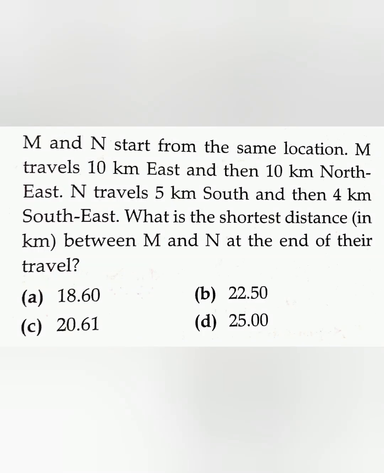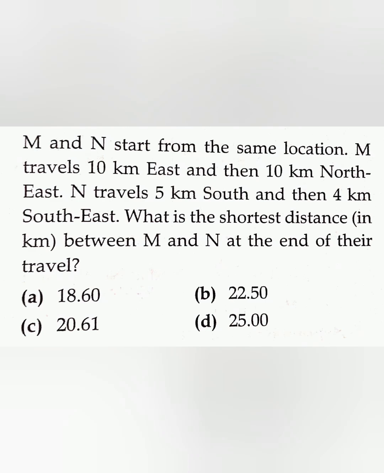M and N start from the same location. M travels 10 km east and then 10 km northeast. N travels 5 km south and then 4 km southeast. What is the shortest distance between M and N at the end of travel?